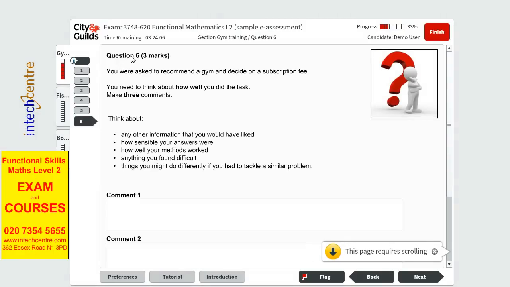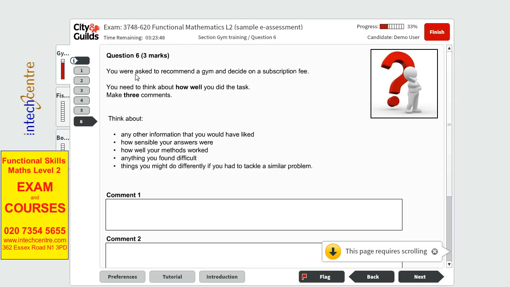Perfect. Question 6. We were asked to recommend a gym and decide on a subscription fee. We need to think about how well we did the task. We have to make 3 comments. Make sure you use the prompts given. For example, any other information you would have liked.